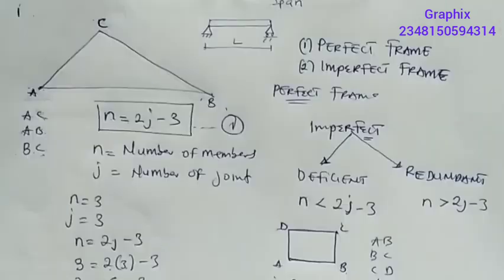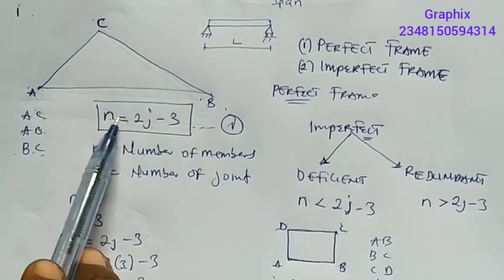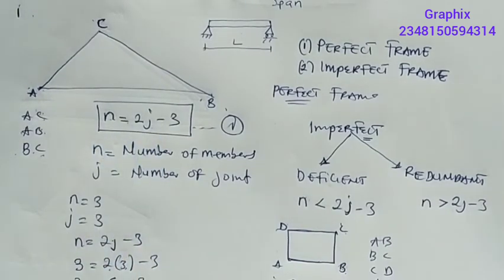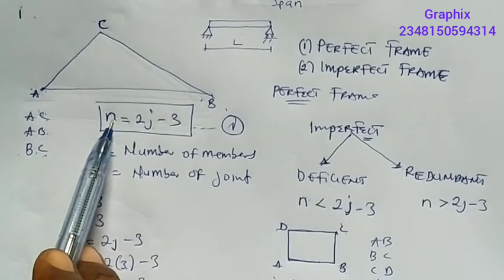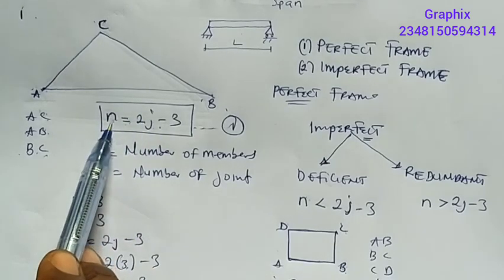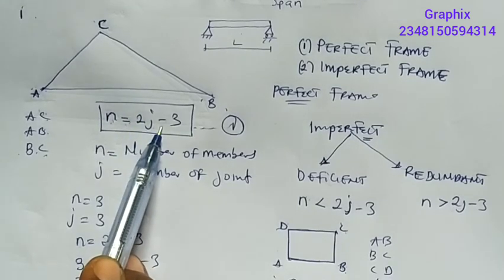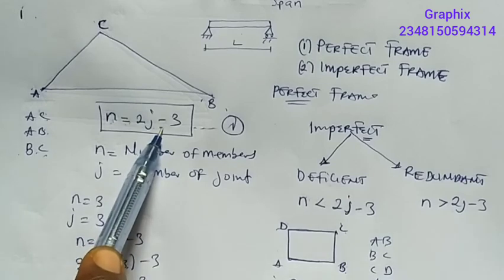So you should know from now that this is the equation that determines if a frame is perfect or imperfect, which can be redundant or deficient. Are we good now? When n is equal to this, it is perfect. When n is less than this, it is deficient. When n is greater than this, it is called redundant. So in our next video, we'll be talking more about reactions at supports.